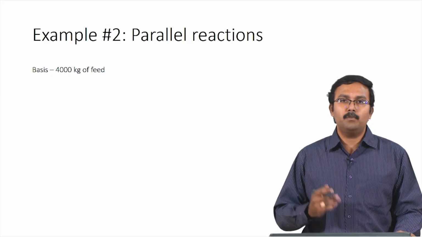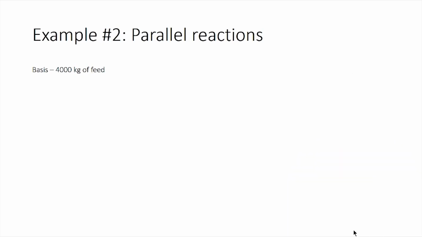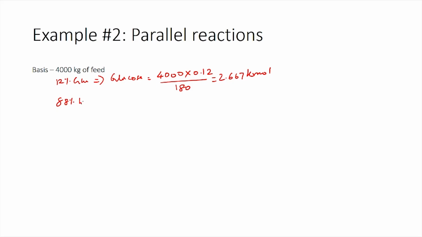We would also need to know the number of moles of glucose and water which is present so that we can use the stoichiometry effectively. So let us first identify what information we have. We have been told that 12% glucose solution is fed. This implies the amount of glucose in the feed would be 4000 times 0.12, and converting this mass to moles, we divide it by the molecular weight, which would be 180 kilograms per kilomole, giving you a value of 2.667 kilomoles. So the rest 88% is water.